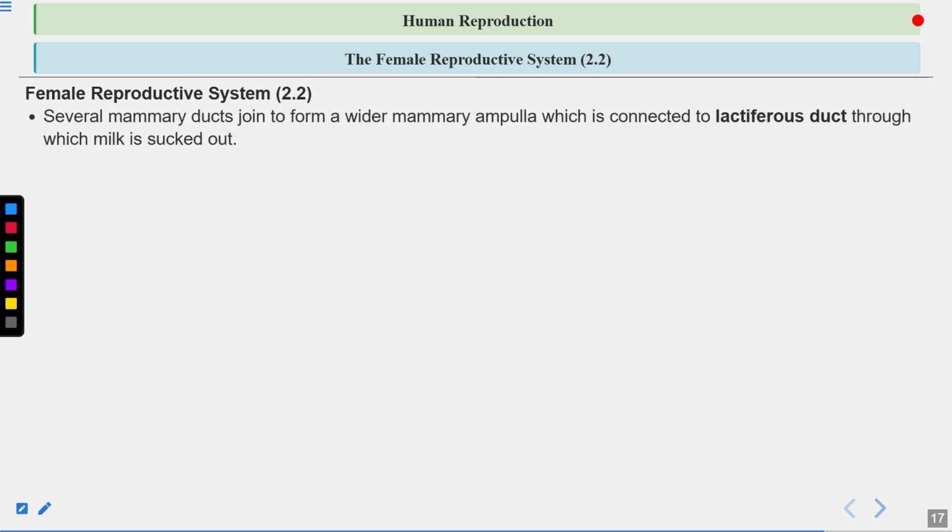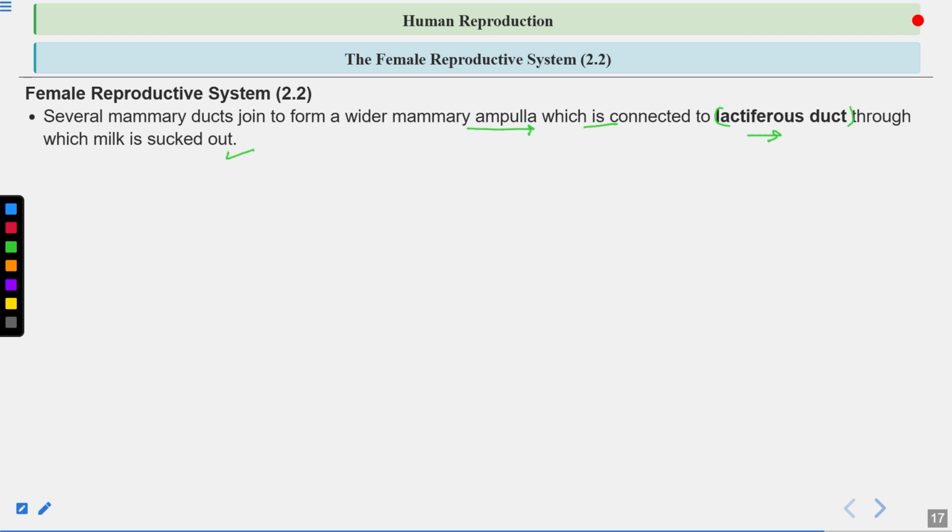Now, several mammary ducts join to form a wider mammary ampulla. So how is the mammary ampulla formed? When several mammary ducts join together. Several mammary ducts join to form a wider mammary ampulla, which is connected to the lactiferous duct, through which milk is sucked out. So finally, the milk is sucked out through the lactiferous duct, because milk will finally reach the lactiferous duct.